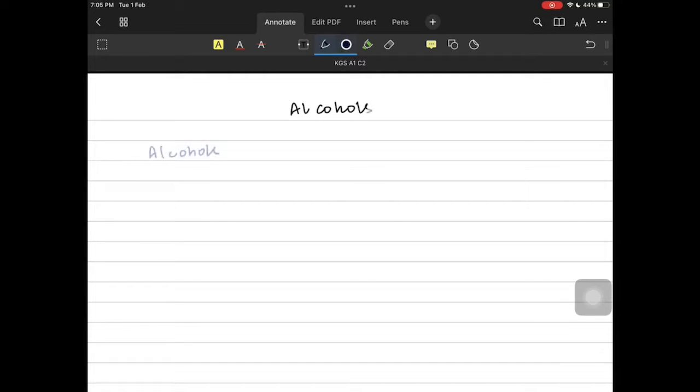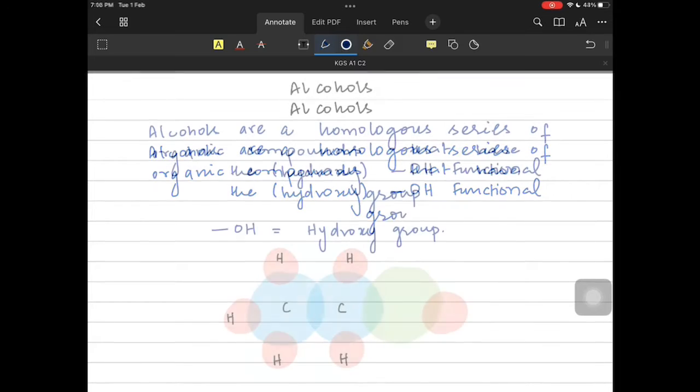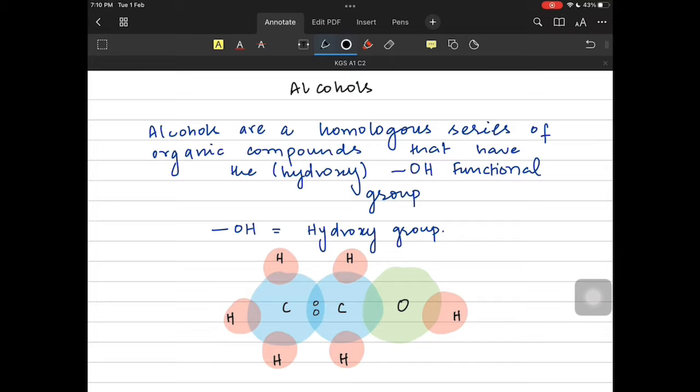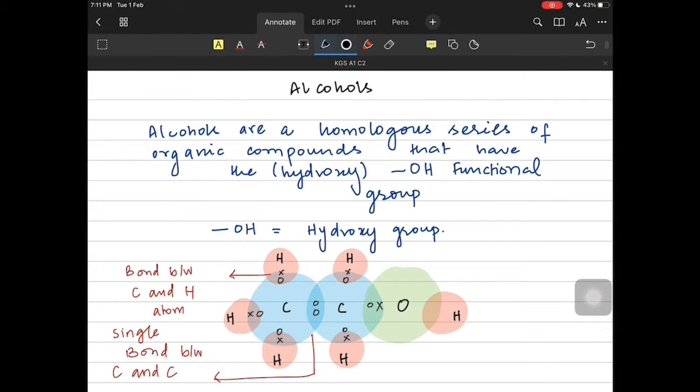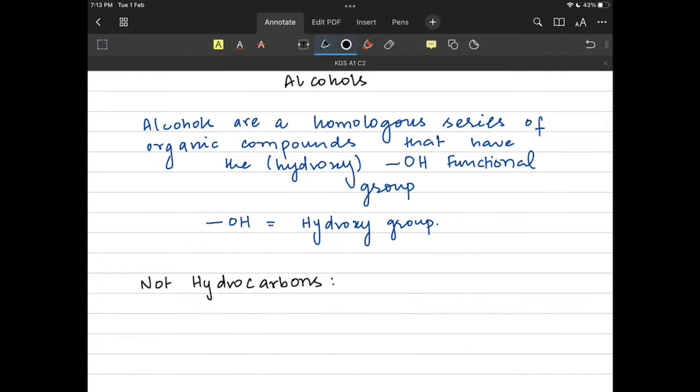Hey everyone! So previously we have seen that alcohols make up a homologous series which has the hydroxy functional group, the OH. We even saw how the dot and cross diagram of an alcohol compound was made, because there were carbon atoms making dots and crosses with the oxygen atom and the hydrogen atom. The oxygen had to be attached to the carbon. And we even saw that they were not hydrocarbons anymore because they also contain an oxygen atom.